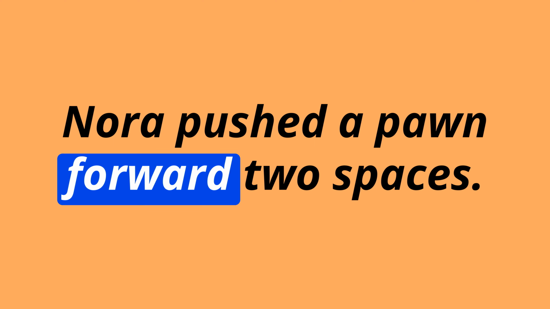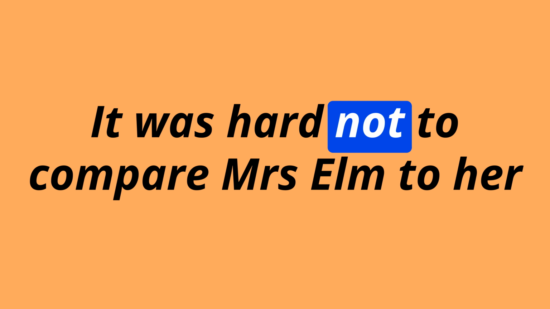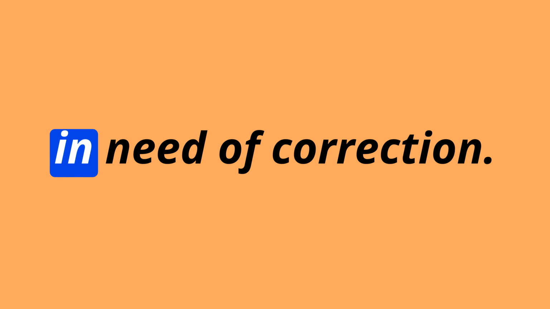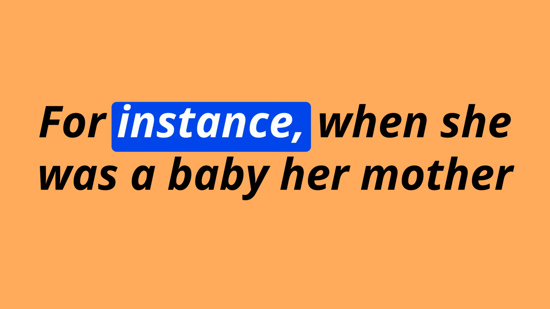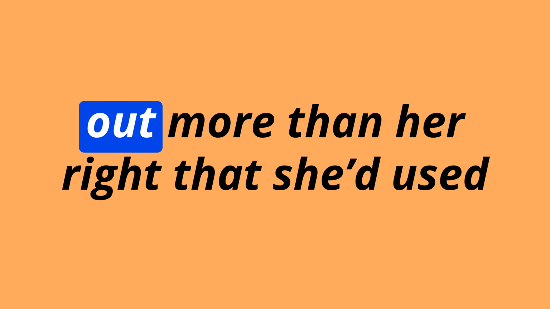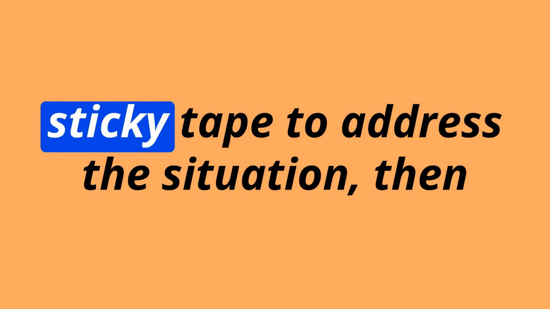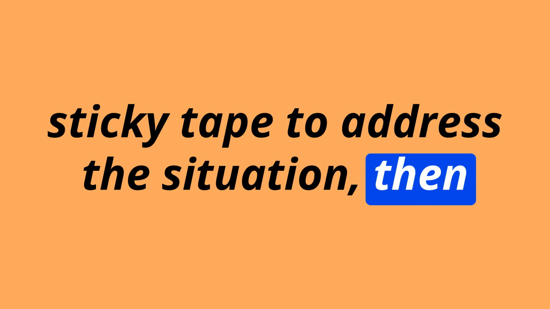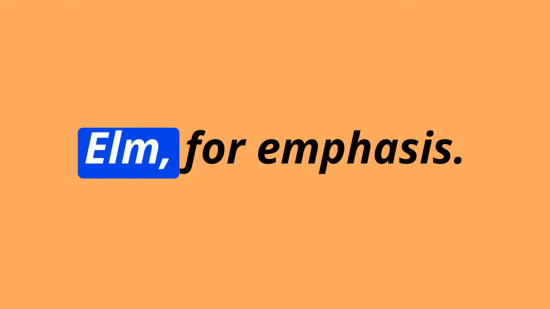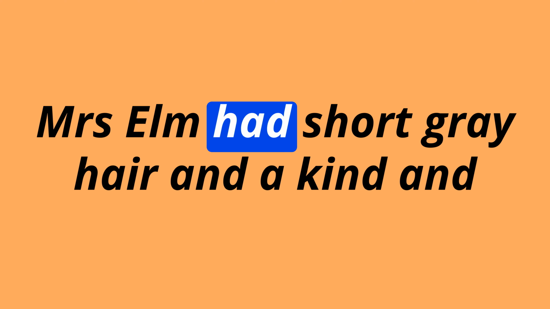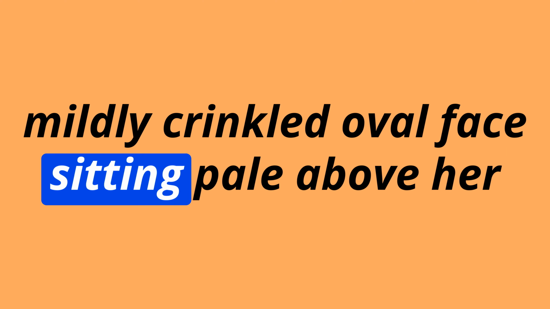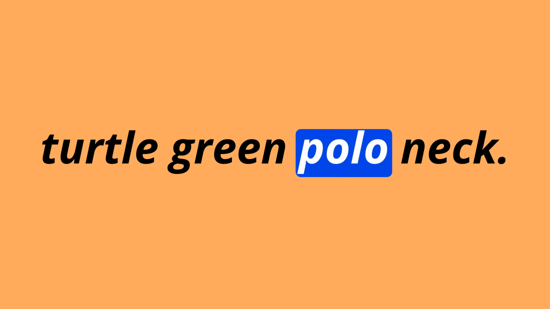Nora pushed a pawn forward 2 spaces. It was hard not to compare Mrs. Elm to her mother, who treated Nora like a mistake in need of correction. For instance, when she was a baby, her mother had been so worried Nora's left ear stuck out more than her right that she'd used sticky tape to address the situation, then disguised it beneath a woolen bonnet. "I hate the cold and wet," added Mrs. Elm for emphasis. Mrs. Elm had short grey hair and a kind and mildly crinkled oval face sitting pale above her turtle green polo neck.